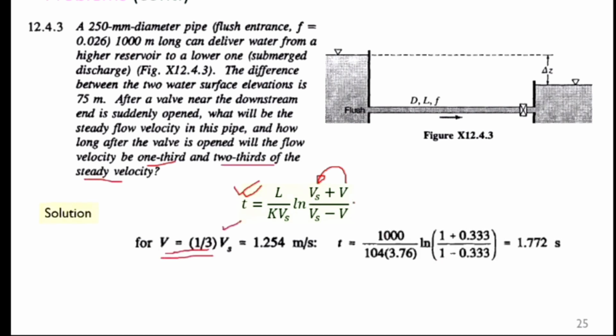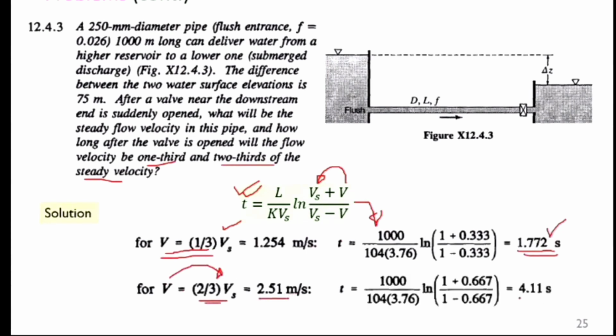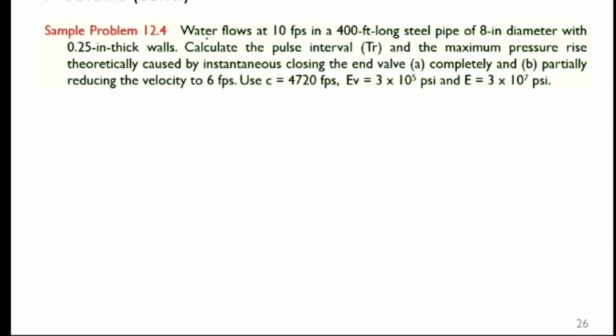So for V equal to 1/3 of the steady state, the time is, you just put values in this equation, 1.772 seconds. And for 2/3 of the steady state velocity, the time taken is 4.11 seconds. So this we discussed in the previous lecture.